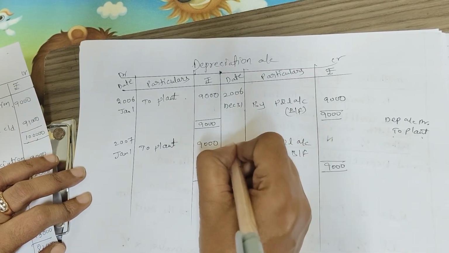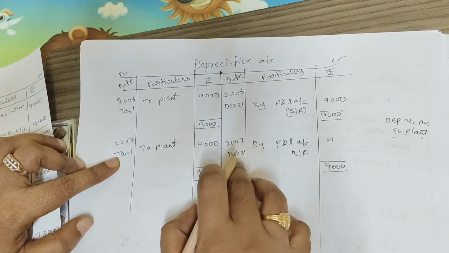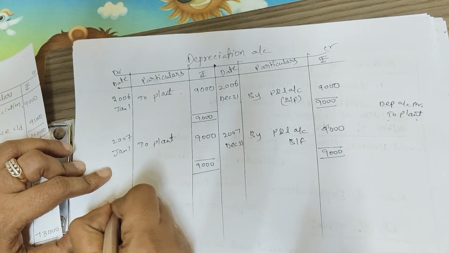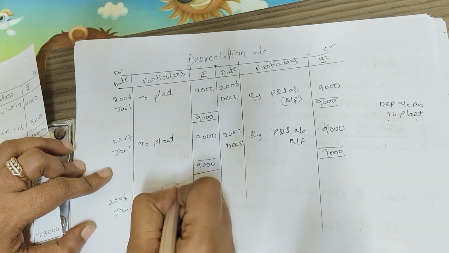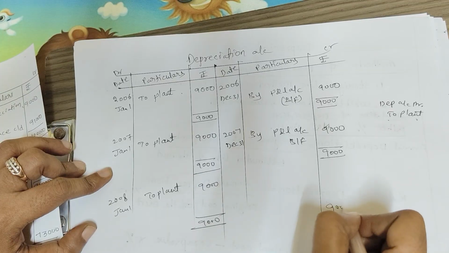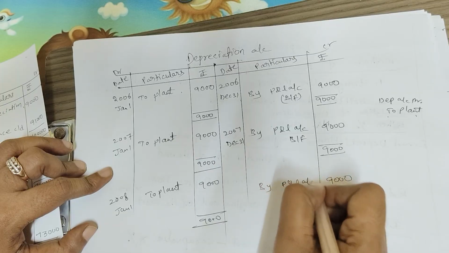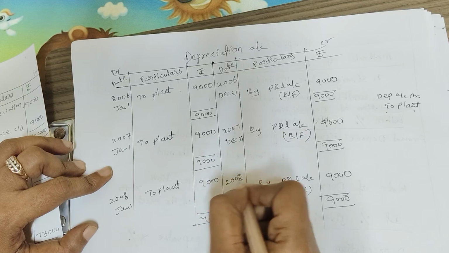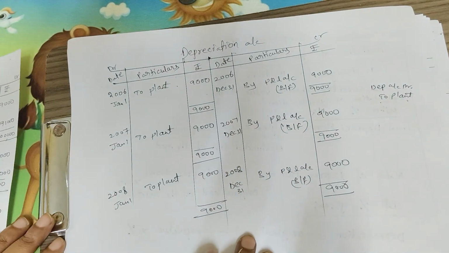Very easy to calculate. 2007 December 31st. This is the starting date and this is the ending date. So what is the amount here? Balance amount 9,000. Next 2008 Jan 1st, to plant. What is the third year depreciation? 9,000 only. So again do the balance. Our balancing figure will be 9,000 only, by profit and loss account. It is also balancing figure only. What is the year here? 2008 December 31st. So this is the depreciation account.